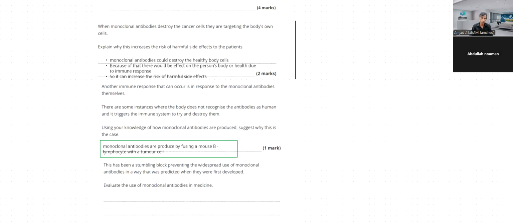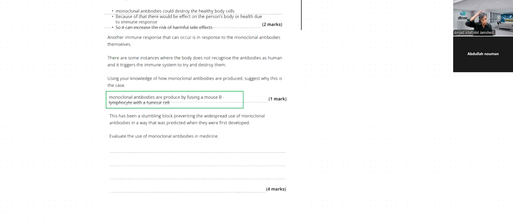Okay. But what would be the reason? They said suggest why this is the case. Oh, yes. There are some instances where the body does not recognize the antibodies as human, and it triggers the immune system to try and destroy them.